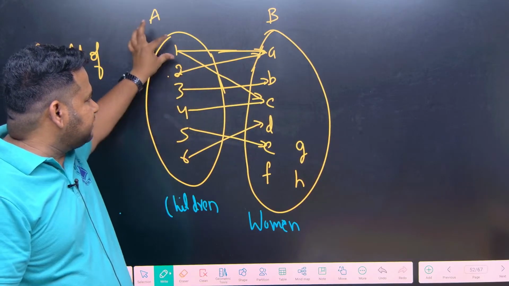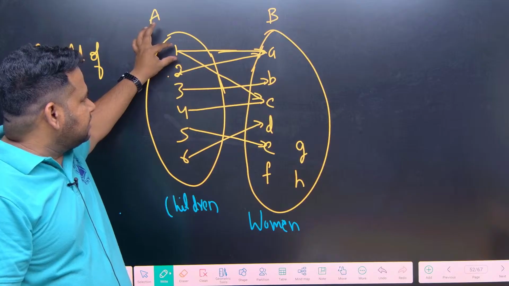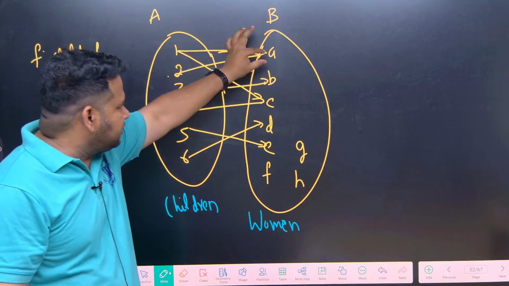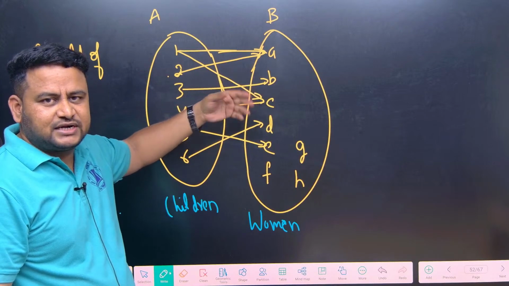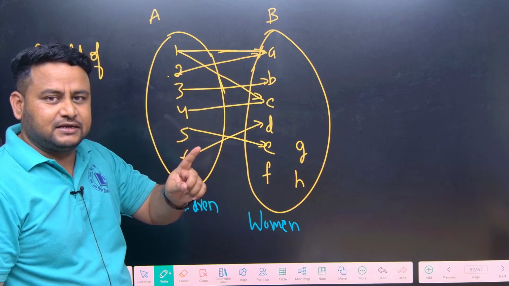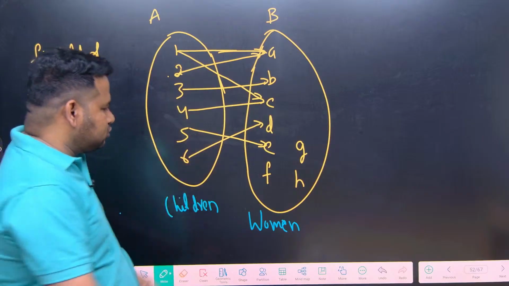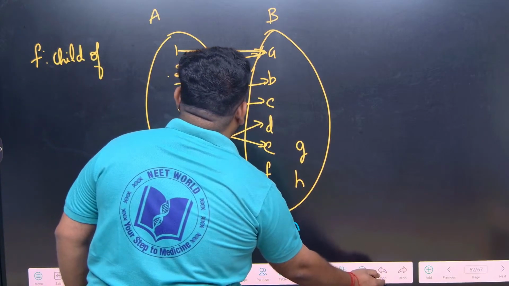Look at this child 1. 1 is the child of A, and 1 is a child of C. That means what? It is not unique. It is not having a unique mother. It should have only one mother. So this connection is wrong. We cannot write like this.